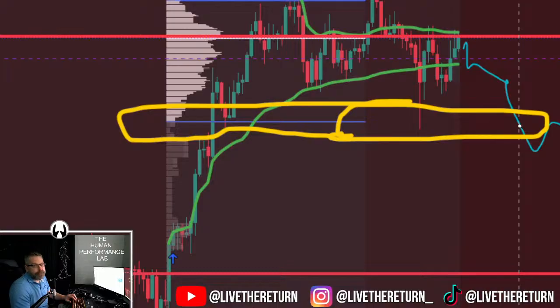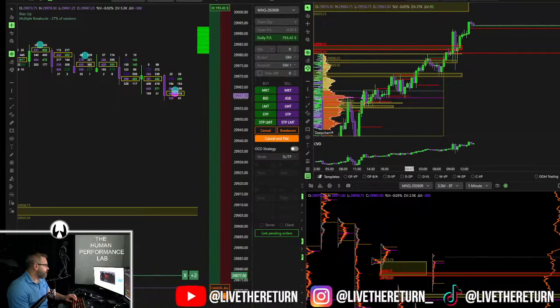Does that make sense? I see your question now, but yes, absolutely. Close below this area right here, these two bars. Yep. Does that help answer your question? And just short, did I answer your question?